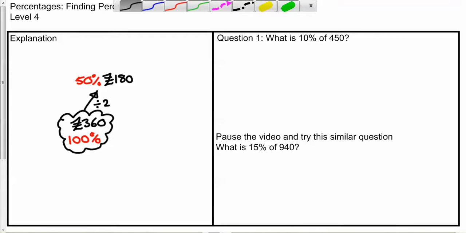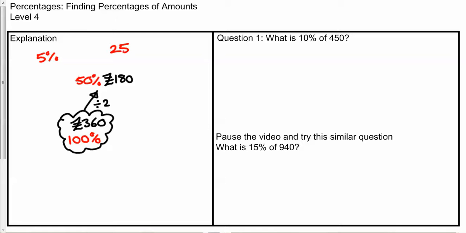From that point we can find some other amounts. So from 50% I can find 5%, or I can find 25% quite easily. If we first look at 25%, that's half of 50%, so again we're going to have to divide by 2. So if I take £180 and divide it by 2, 25% of 360 is £90.